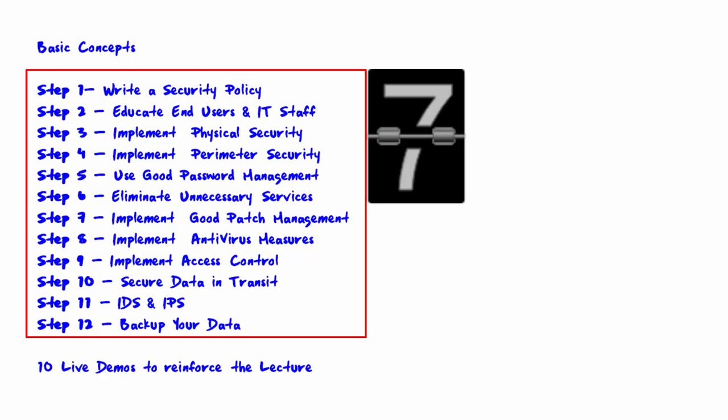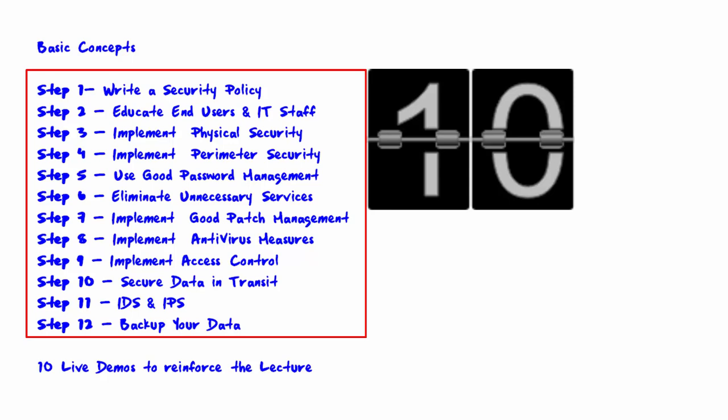Step seven, implement good patch management. Step eight, implement antivirus measures. Step nine, implement access control. Step 10, secure data in transit. Step 11, IDS and IPS. Step 12, backup your data.